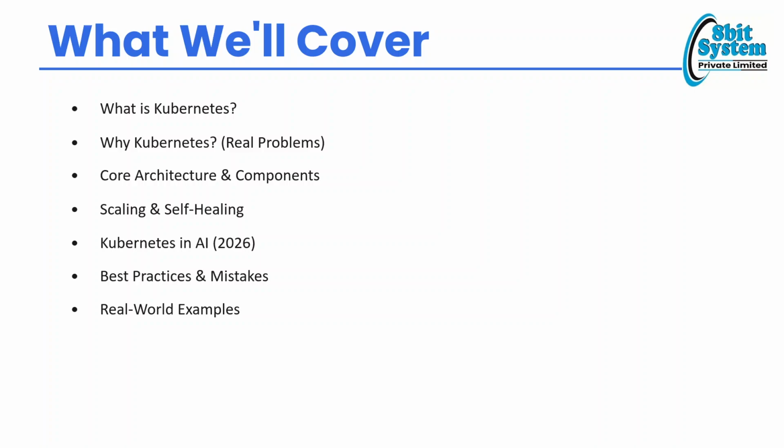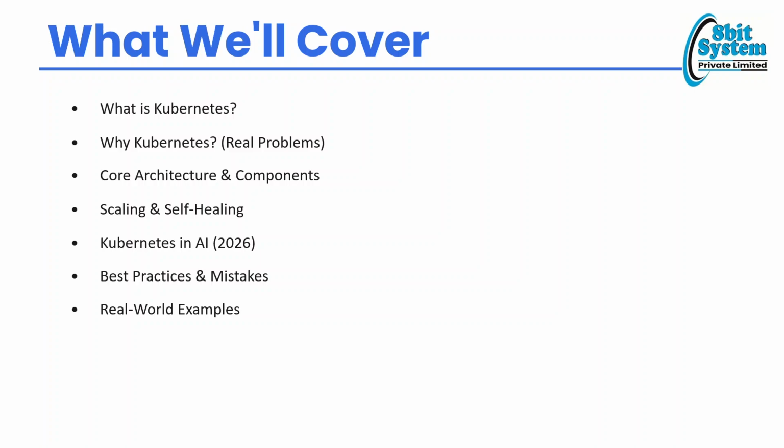Here is what we are covering today. We will start with Kubernetes and why we need it. Then we will explore the core architecture, how it actually works. After that, we will talk about automatic scaling and, most importantly, how Kubernetes powers AI in 2026. Finally, we will look at the best practices and common mistakes, and I will show you real world examples from companies like Netflix and Google.